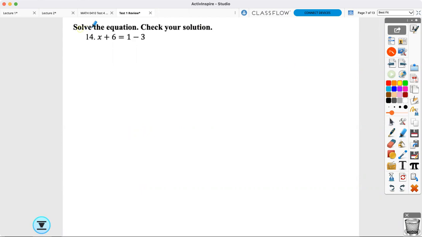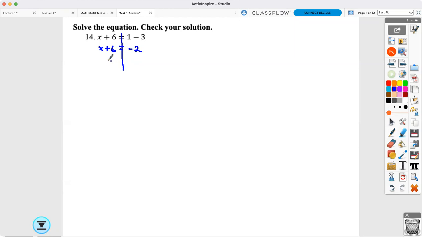Number 14, solve the equation, check your solution. So we do have the x plus 6, right? So I'm going to bring that down. But 1 take away 3, guys, that gives me -2. I'm going to combine those two.